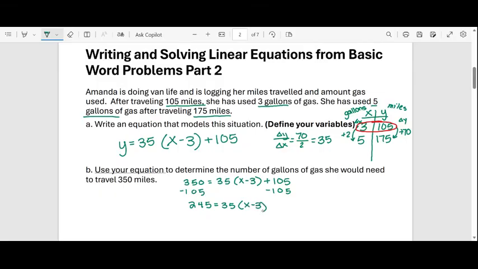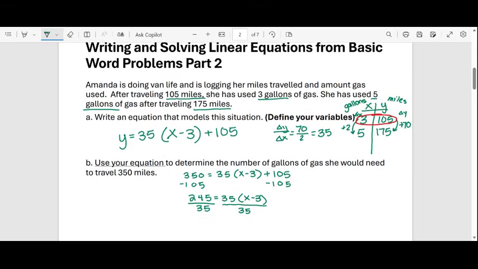Now you have a few options. You could either distribute in your 35 and work it out, or since it's just multiplication, we can get rid of the 35 by just dividing both sides by 35. So I'm going to say divided by 35 on both sides. If you distributed, it's not wrong. This is just easier. 245 divided by 35 is 7. And then we just have x minus 3 left. So once that 35 has been removed, we no longer need our x minus 3 in parentheses because we're not multiplying it by anything. It's just x minus 3. Next, to get x by itself, I'm going to need to add 3 on both sides, and I will get 10 equals x. So it looks like she'll need 10 gallons of gas to go 350 miles.